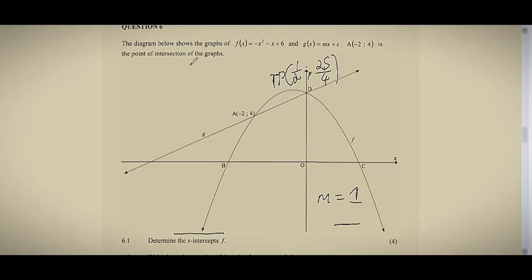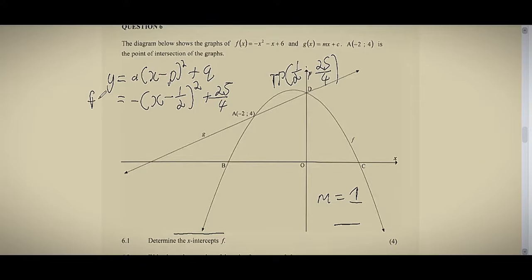If we are to write this in turning point form, this would give us y is equal to a(x minus p) squared plus q, right? Where our a is already given as negative, so we have negative. But remember, the p here stands for the x coordinate of the turning point. So that means we have x minus 1 over 2, and then square. Then the q here is always the y coordinate of the turning point, so we have 25 over 4. This would be our f of x, originally, in turning point form.